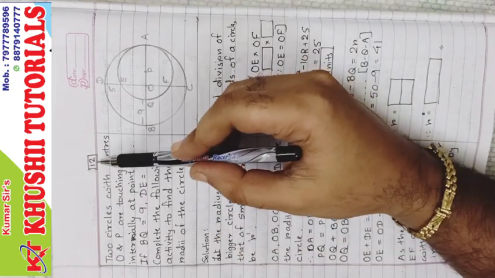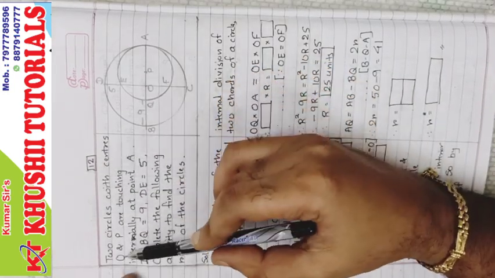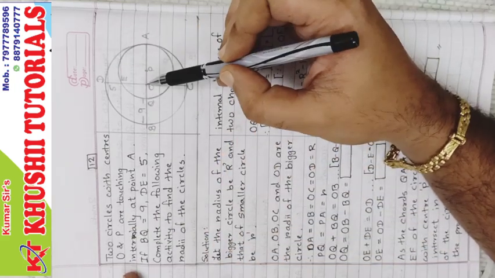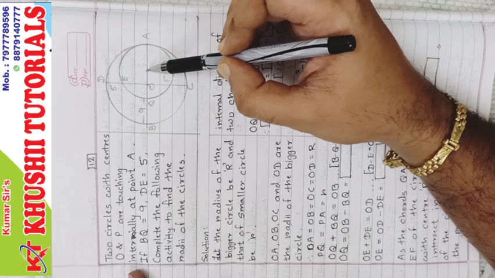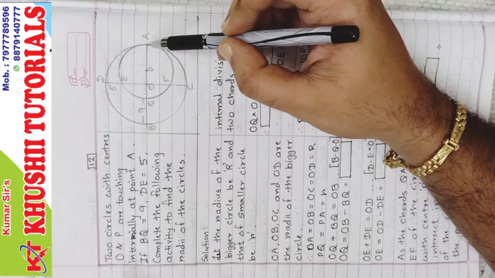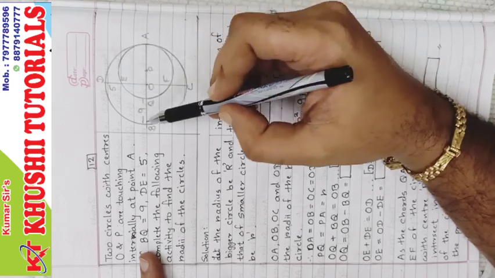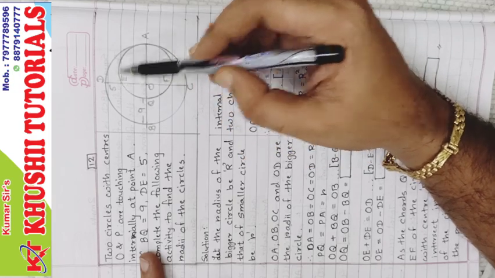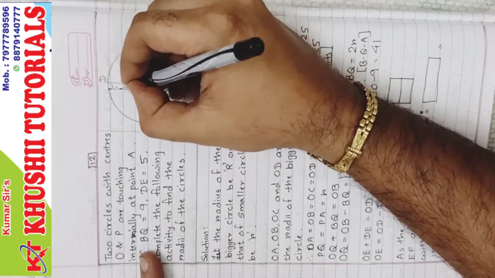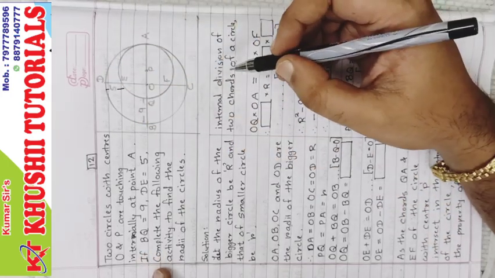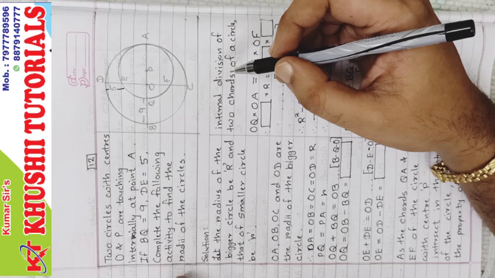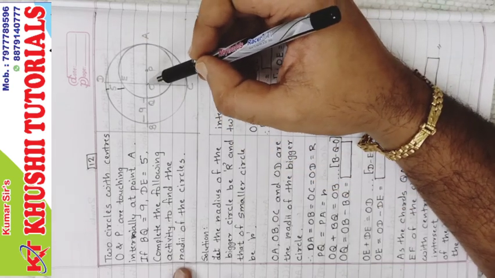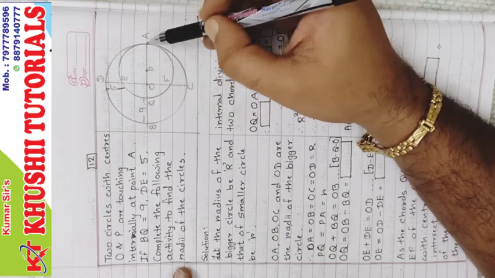And the last sum, 12th sum. Two circles with center O and P are touching internally at point A. BQ is 9, DE is 5, DE this much part. Complete the following activity, again activity, and find the radii of the circle. We need to find radius of the circle. In short, we have to find OA and PA.